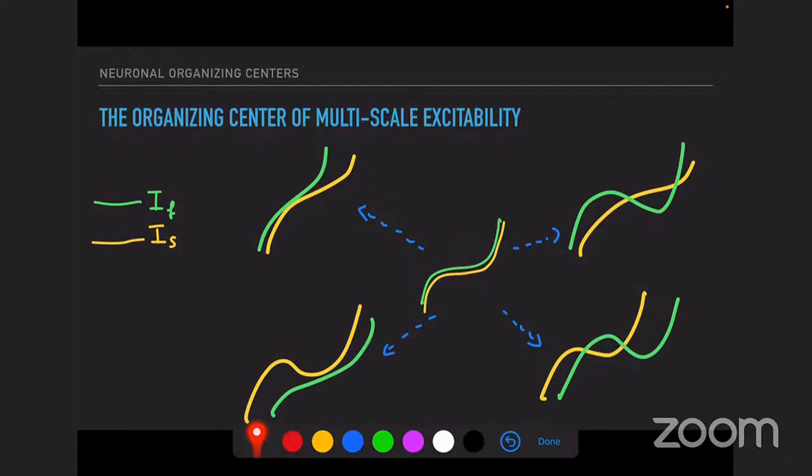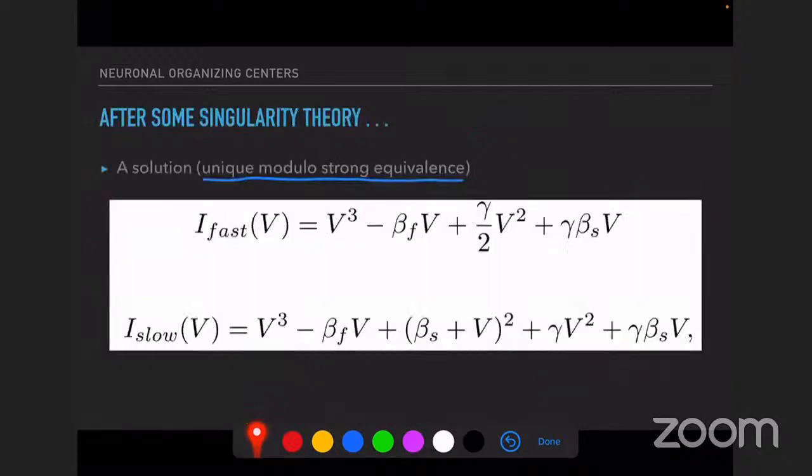Now we would like to find a normal form for this degenerate situation, that is, a form that not only captures this degenerate situation, but also satisfies the constraint that under infinitesimal perturbation it can reproduce all these four configurations and maybe more. After a little bit of singularity theory, one can find this solution for the expression of the fast IV curve and the slow IV curve. And this solution is unique modulo strong equivalence, that is, modulo diffeomorphism in the space of parameters and the space of variables.